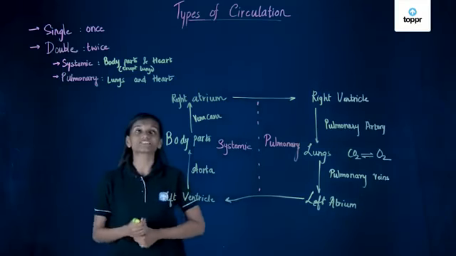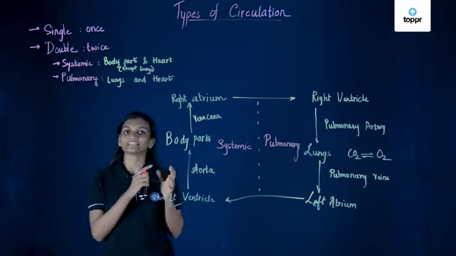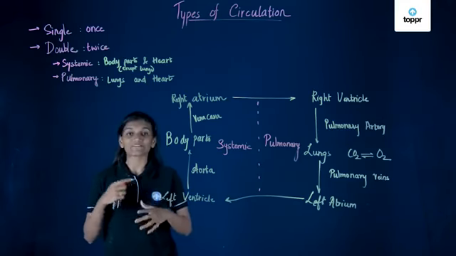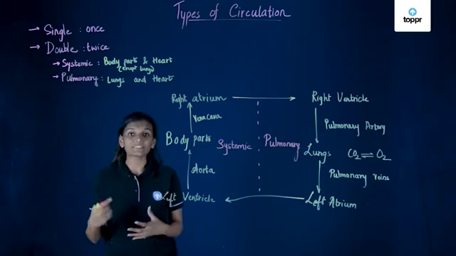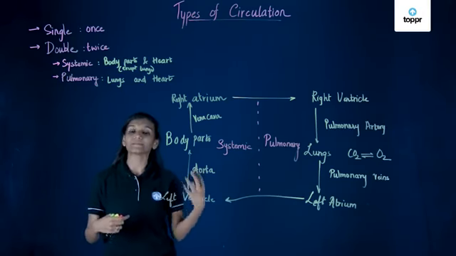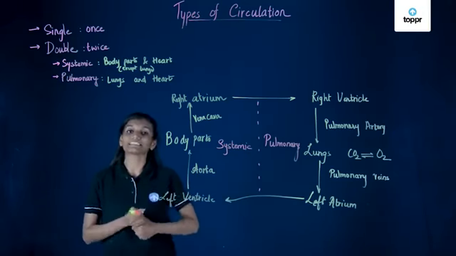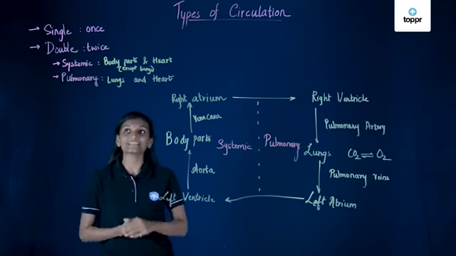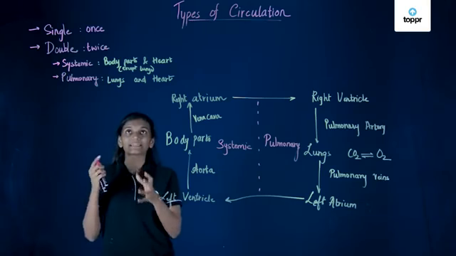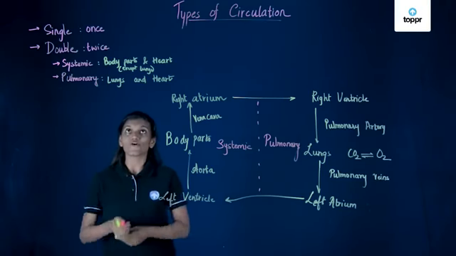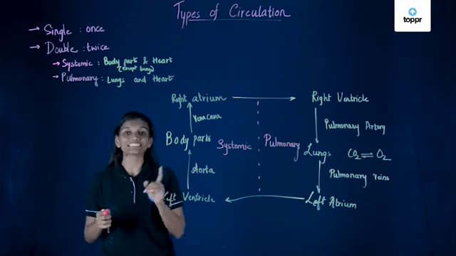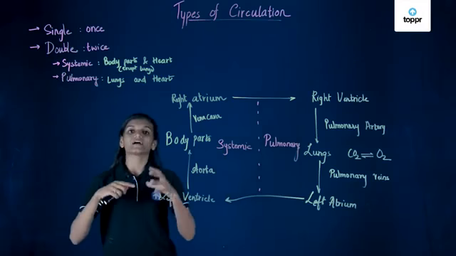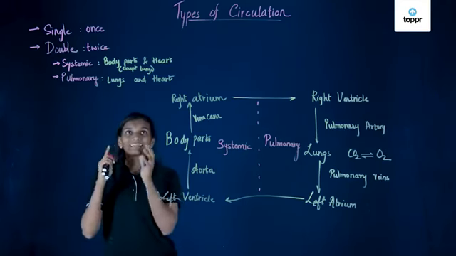So students, we studied today about two circulations, single and double circulation. Single is when the blood passes through the heart only once, and we see it in most of the fishes. And in double circulation, like humans, the blood passes the heart twice for completing one complete circulation. And in double circulation, we have two types, systemic and pulmonary circulation. Systemic mainly talks about circulation of blood between different body parts, with the exception of lungs, and the heart. Pulmonary circulation is circulation of blood between the lungs and the heart.